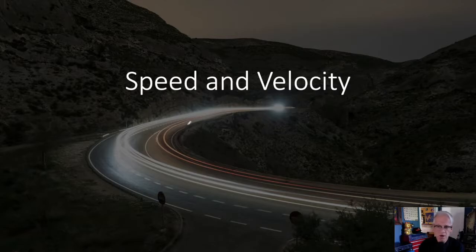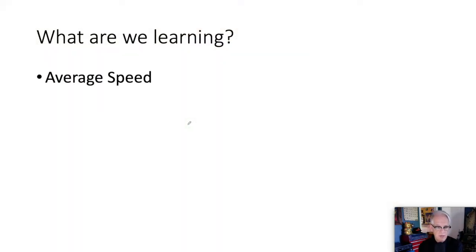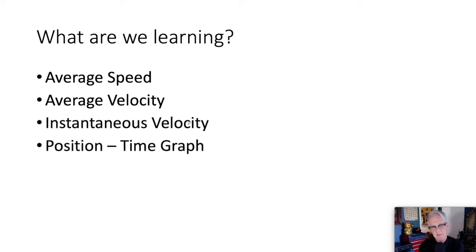We're continuing on our quest to describe motion. We'll now define speed and velocity. What are we learning? We're going to learn what we mean by average speed, average velocity, instantaneous velocity, and we're going to take a look at a position time graph.